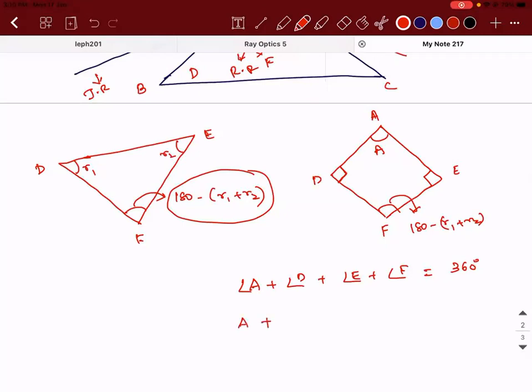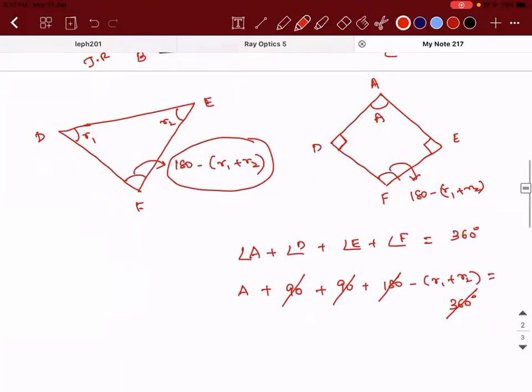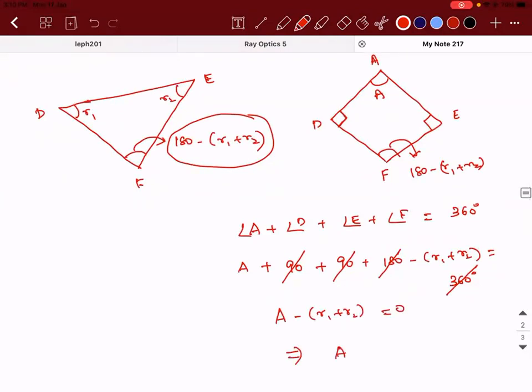So what is angle A? It is A plus angle D is 90, angle E is 90, and angle F is 180 minus of R1 plus R2, which is summed up together as 360. So 180 plus 90 is 270, plus 90 is 360. 360 and 360 are gone. So A minus of R1 plus R2 is 0, which implies A is equal to R1 plus R2.